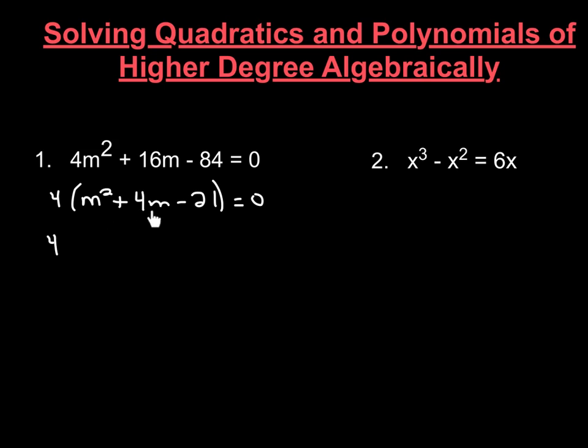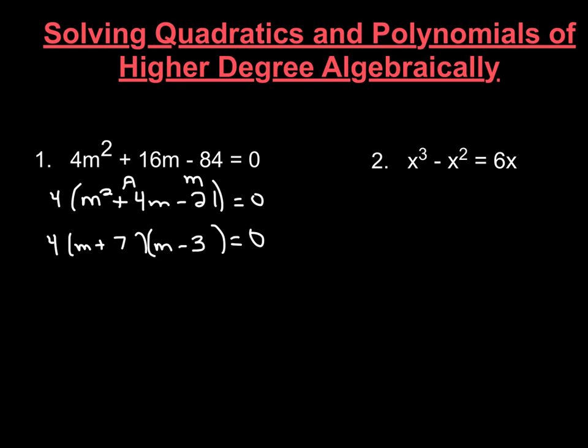And since this is a trinomial, I'm going to factor it further. I'm going to set up 2 sets of parentheses. I can put an m here and an m here. I'm just going to come up with 2 numbers that multiply to negative 21 and add to positive 4. All right, so that's going to give me positive 7, negative 3.